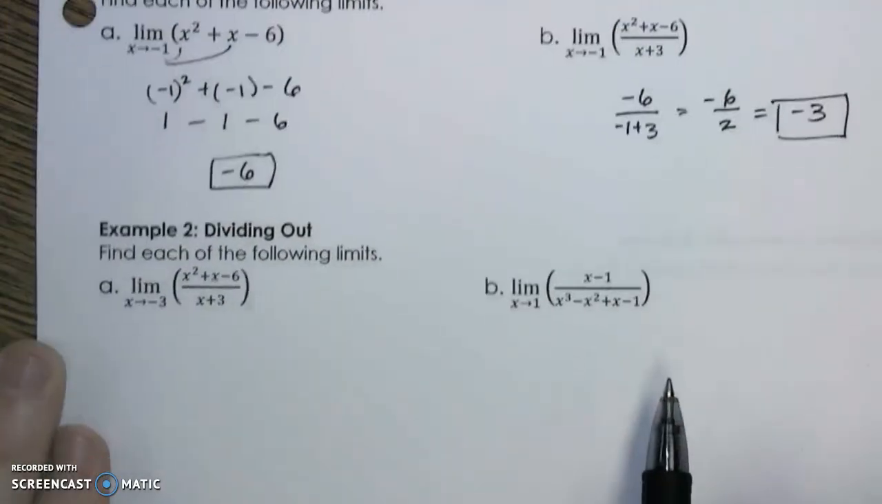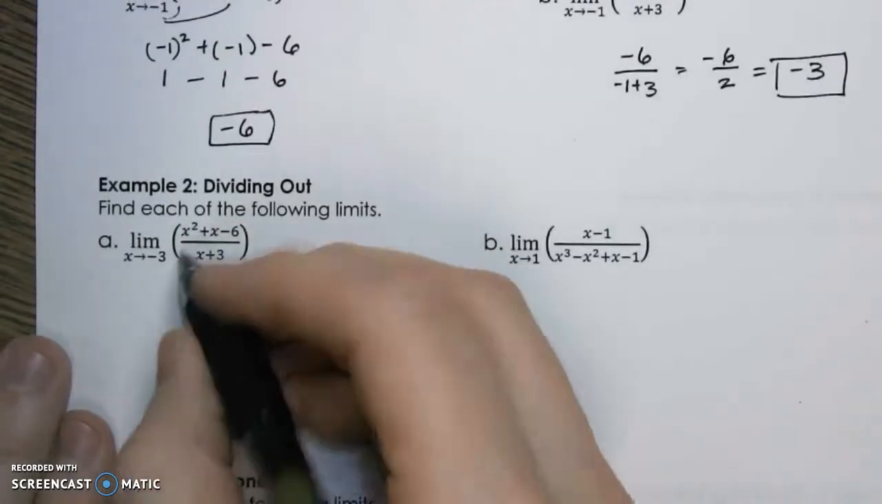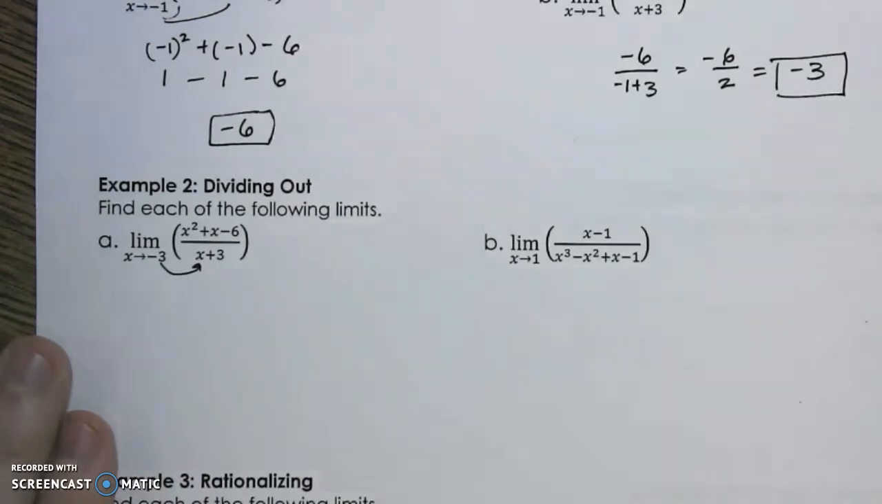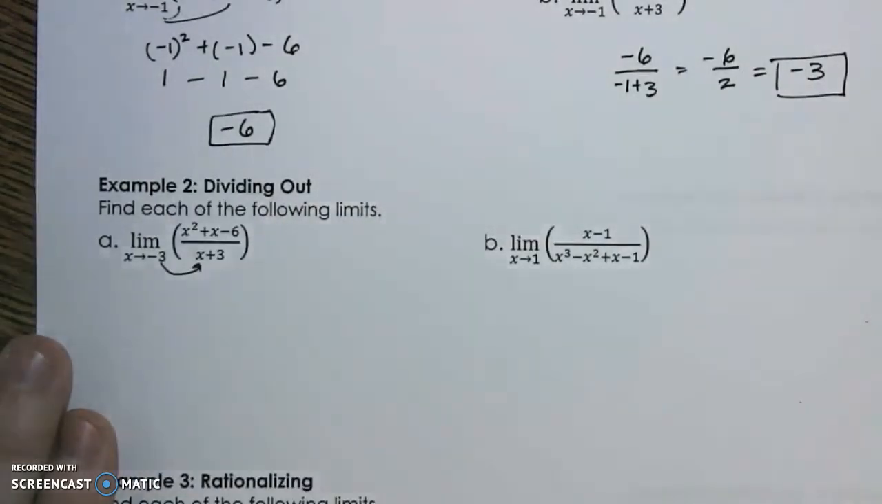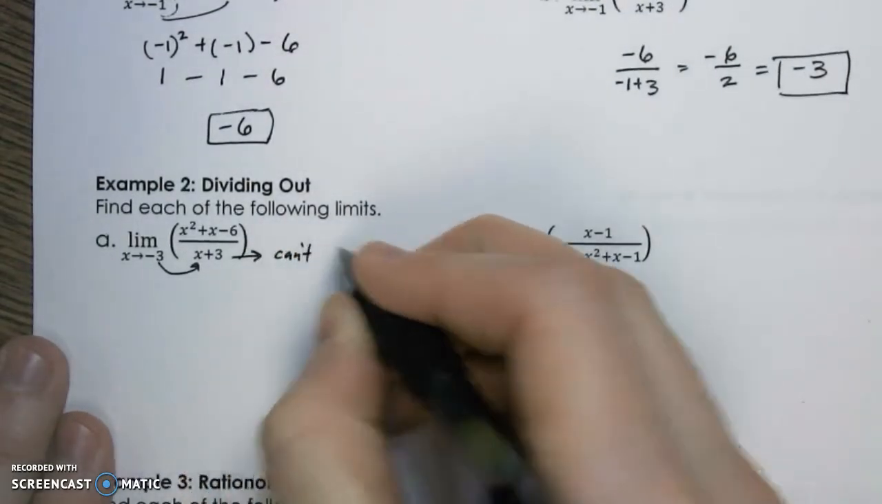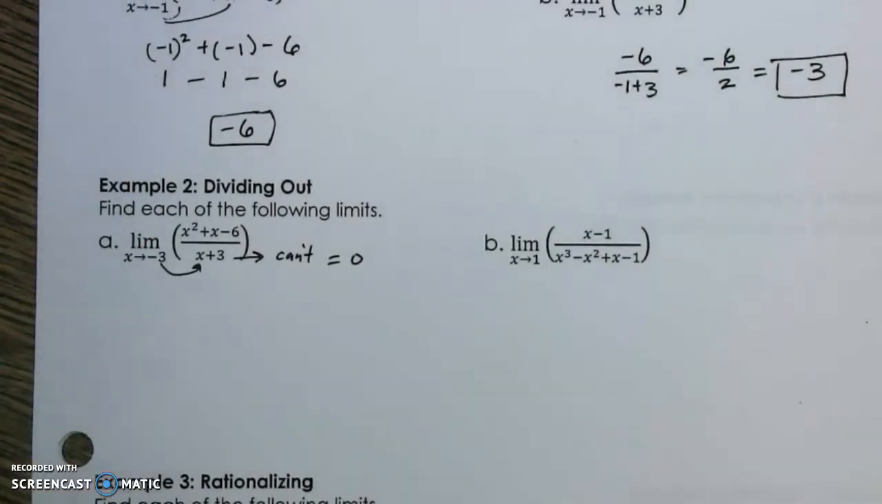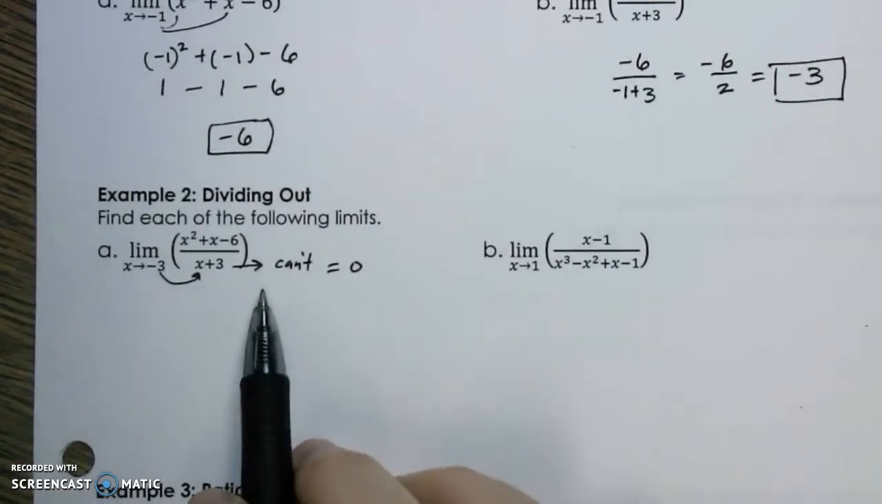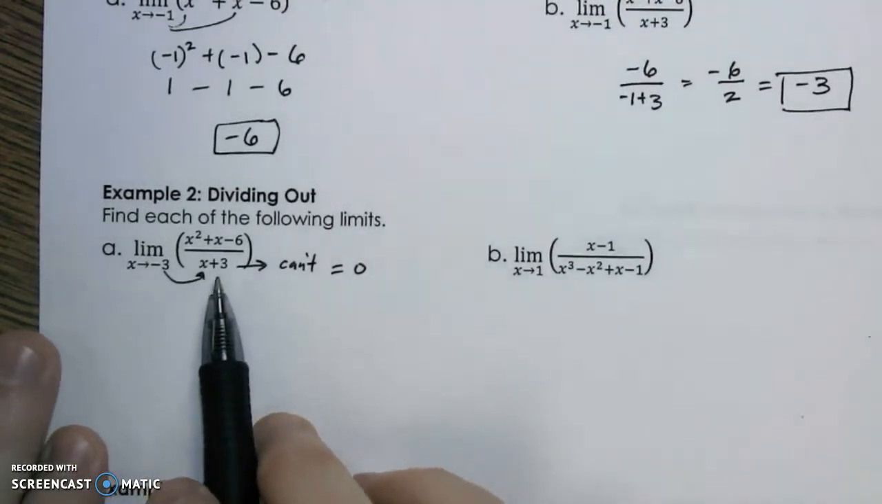So on example 2, if I were to plug in -3, I see that there's a problem. If I plug in -3 like I did in example 1, here I'm getting 0 in the bottom. We can't equal 0 in the denominator. So what we can try to do is get rid of this problem. Get it so that it won't equal 0 in the bottom.